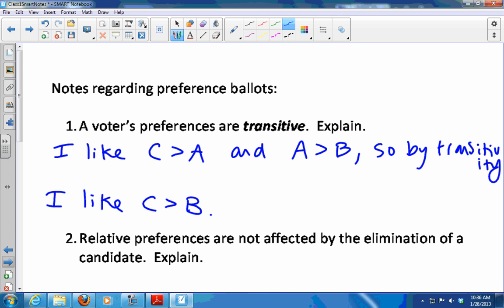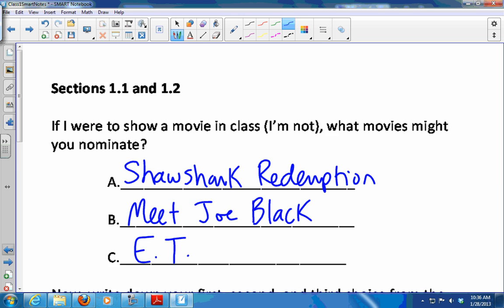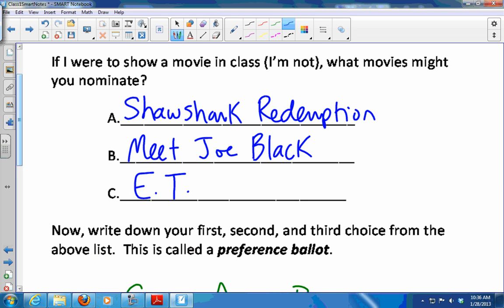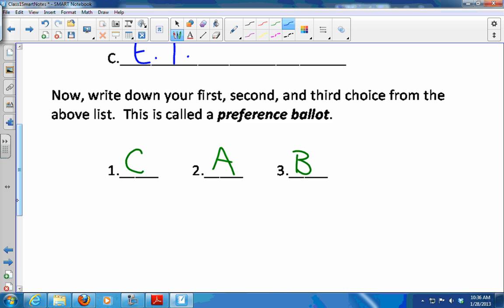So because of this transitive property, relative preferences are not affected by the elimination of a candidate. So given that you know I like C better than A and A better than B, if candidate A drops out, you know how I would vote, right? I don't have to recast a ballot if somebody drops out of the election. Say I'm going to show this through Netflix, and it turns out that Shawshank Redemption isn't available. You still know that I would vote CB, right? If this one's not here. So the order doesn't change.